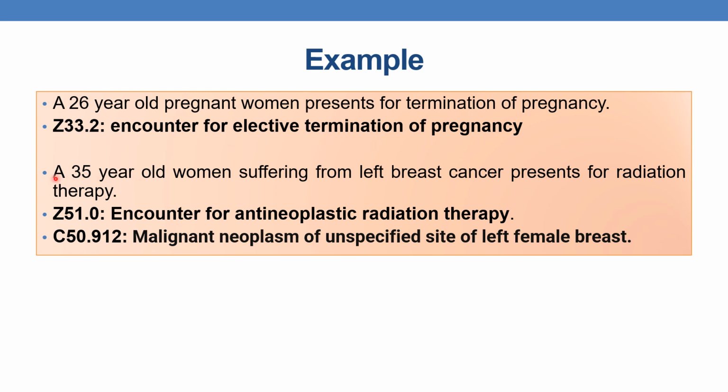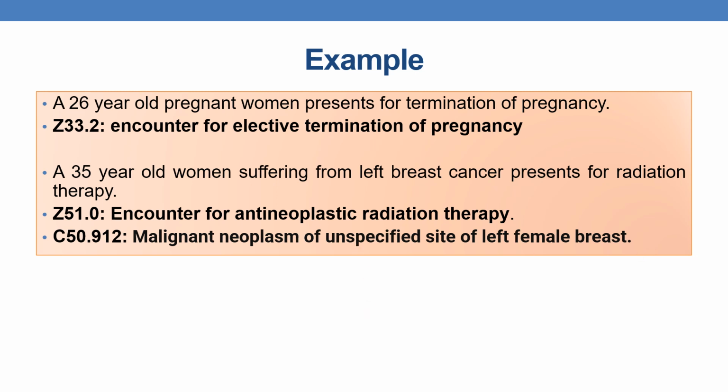Let us see one more example. A 35-year-old woman suffering from left breast cancer presents for radiation therapy. Here the PDX is Z51.0, encounter for antineoplastic radiation therapy, followed by C50.912, that is the code for malignant neoplasm of unspecified site of left female breast.